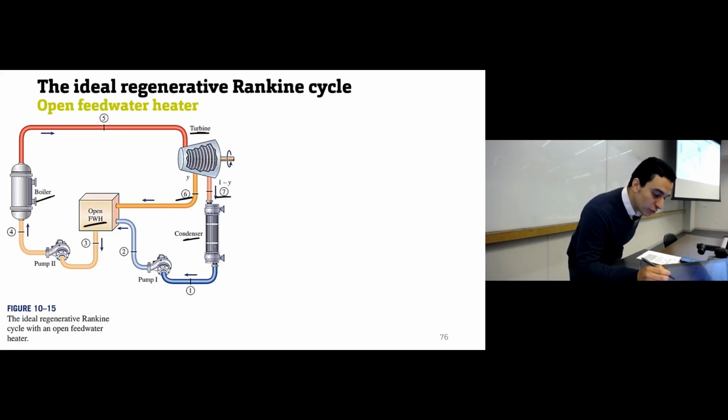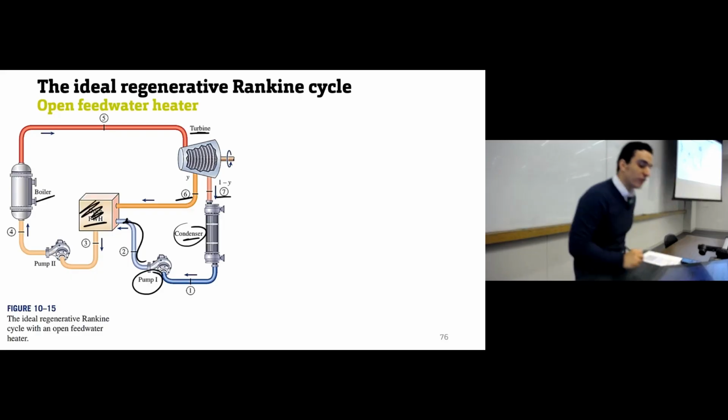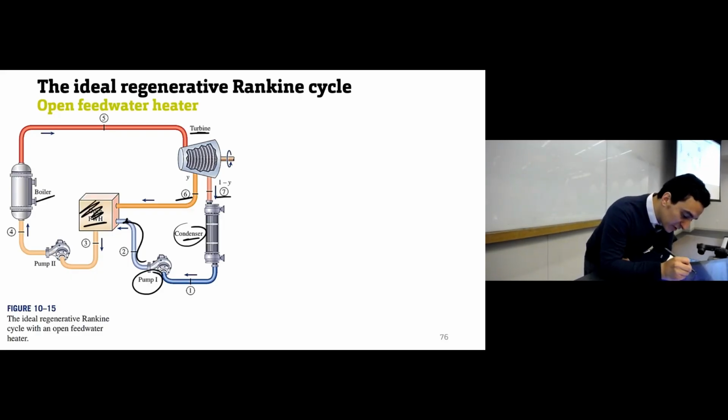And in this feed water heater, what is happening? The part that goes to the condenser goes to the pump, and the outlet of this pump goes to the feed water heater, and here mixing happens. So in this feed water heater, we have mixing between the steam from the turbine and the pump number 1 outlet.